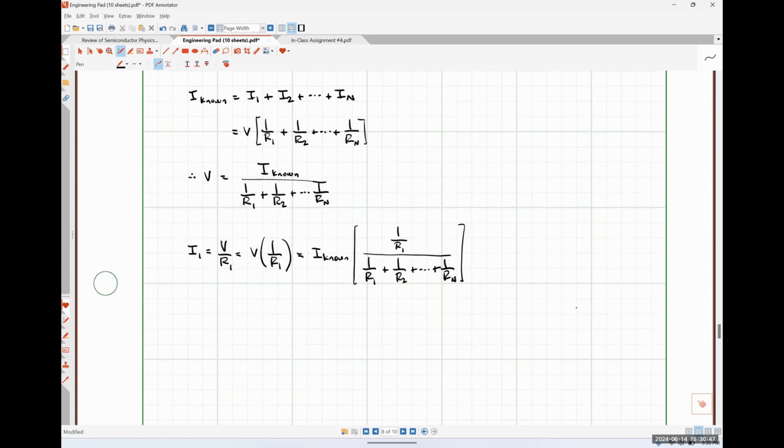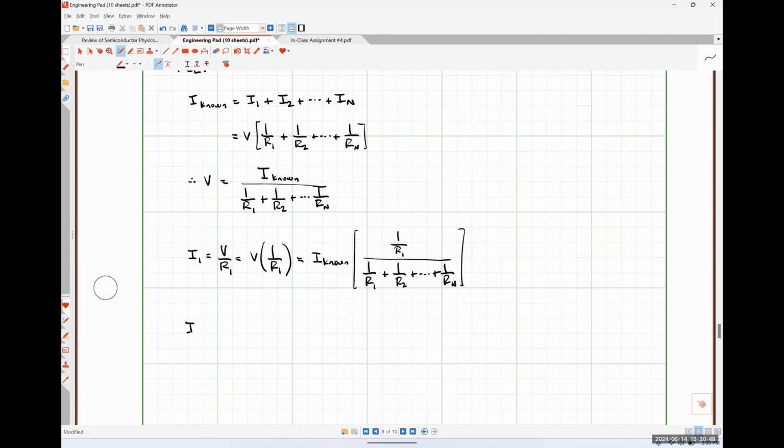Okay. Our current I2 would be V over R2, or I known times a factor of 1 over R2 divided by 1 over R1 plus 1 over R2 all the way out to 1 over R sub n.